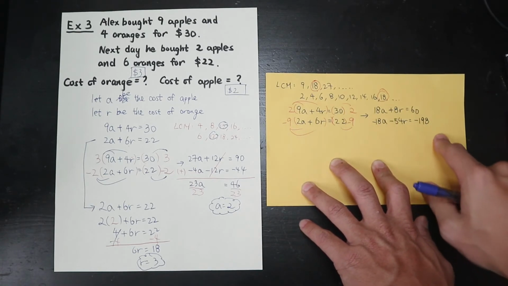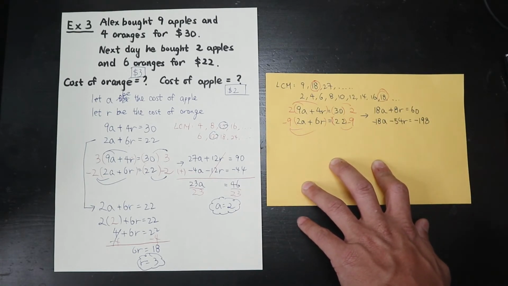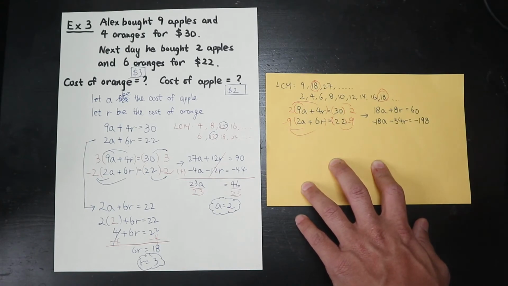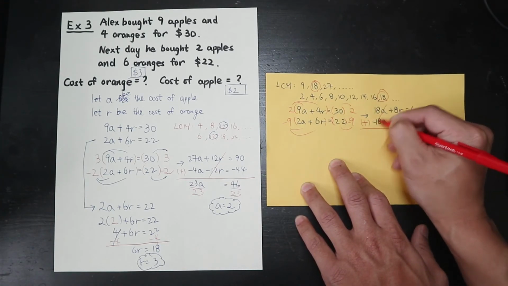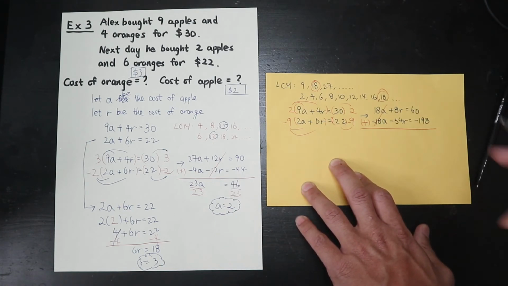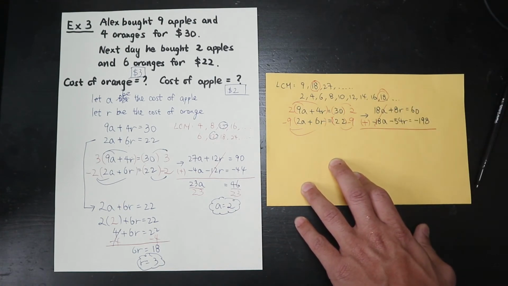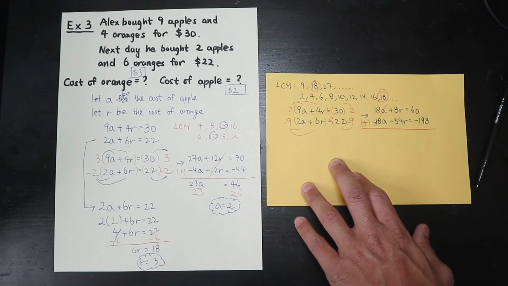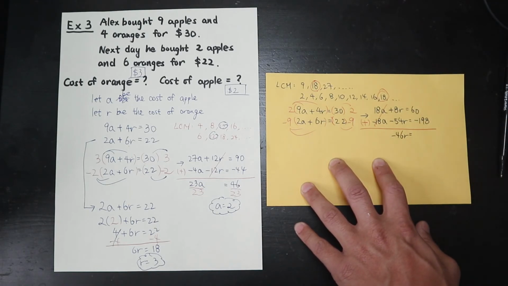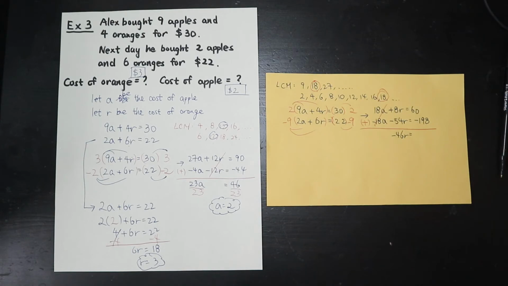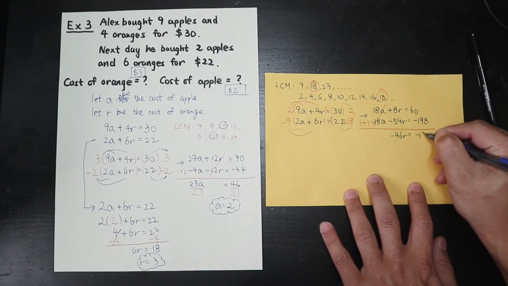The numbers are kind of large, so we need to use a calculator to add and subtract them. But you notice that the 18a and negative 18a have opposite signs, so you could add them and they cancel. Then from there, you do 8 plus negative 54. On the calculator, I put 8 minus 54 and get negative 46r. And then 60 minus 198, and I'll get negative 138.